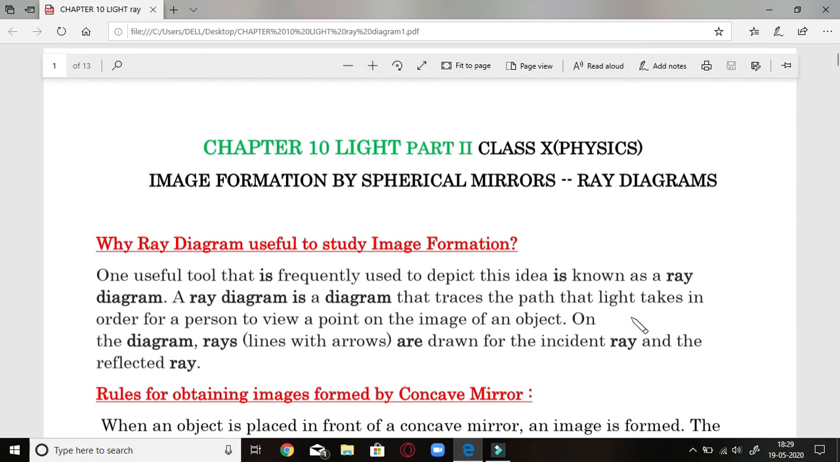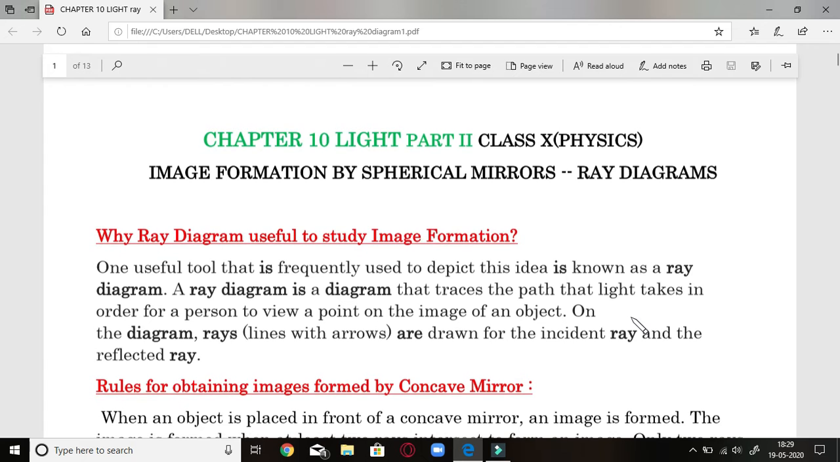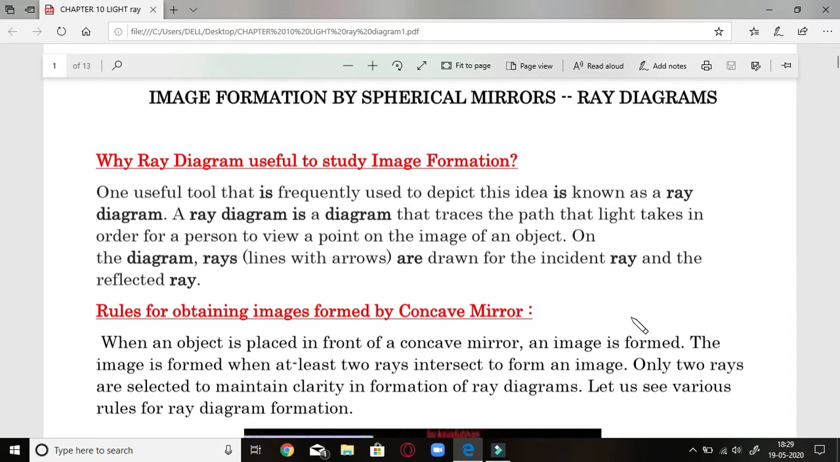Now today's topic is image formation by spherical mirrors through ray diagrams. First thing is that why do we make ray diagrams? Why are ray diagrams useful to study image formation in spherical mirrors? You know that spherical mirrors are of two types, concave mirror as well as convex mirror. Ray diagrams are possible in that case. Even in plane mirror they are possible, but they are more prominent in convex mirror as well as concave mirror because of the property of divergence and convergence in them.